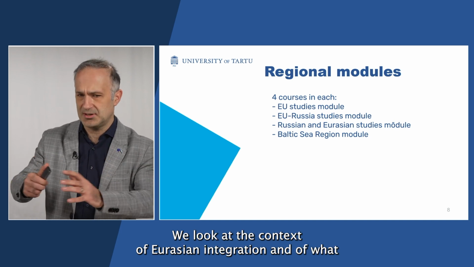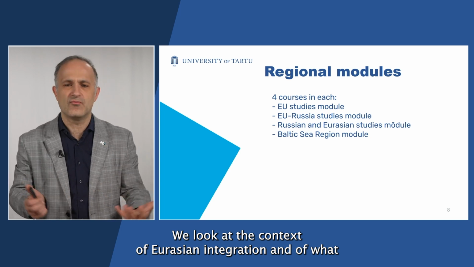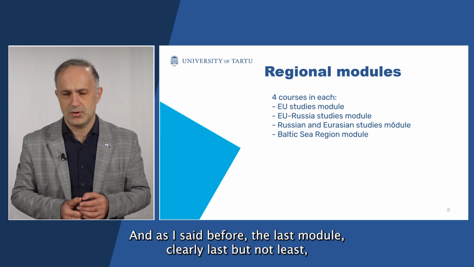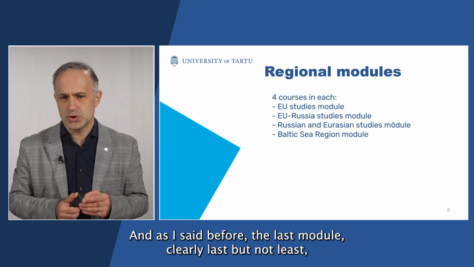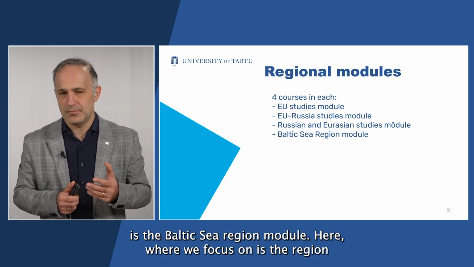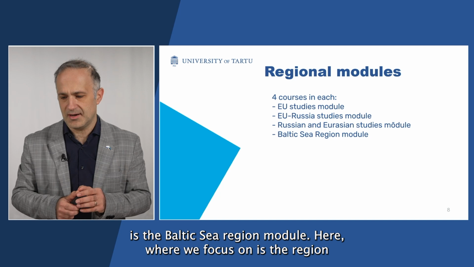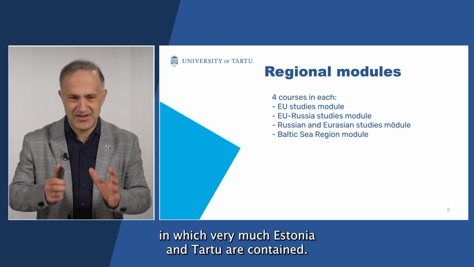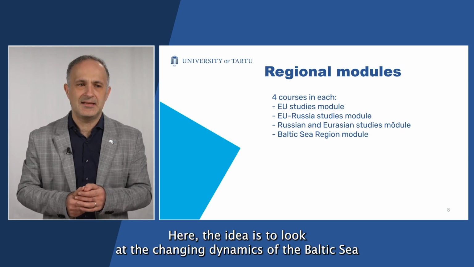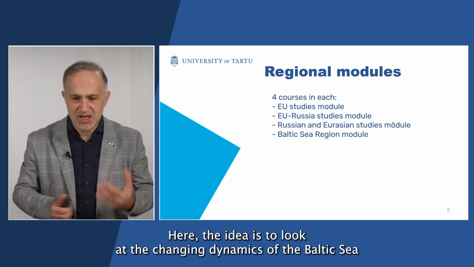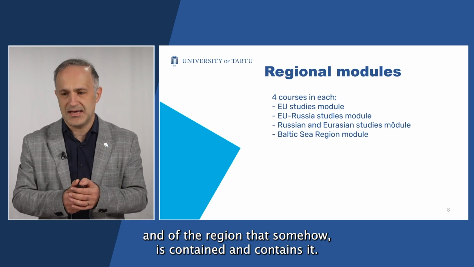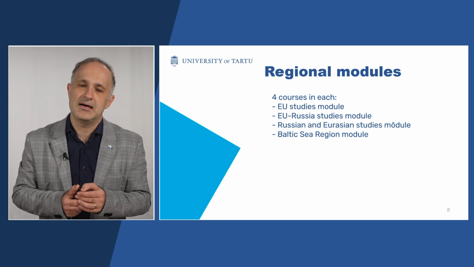Here we look at the context of Eurasian integration and of what we generally call the eastern neighborhood of the European Union. And as I said before, the last module, clearly last but not least, is the Baltic Sea region module. Here what we focus on is the region in which very much Estonia and Tartu are contained. Here the idea is to look at the changing dynamics of the Baltic Sea and of the region that somehow is contained and contains it.